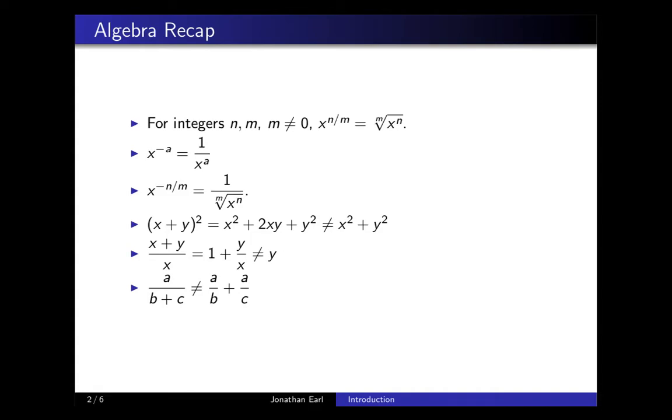If we have the quantity (x plus y) squared, we would have to expand out that expression, and we would then collect like terms. We would get x squared plus 2xy plus y squared, and I guess the common mistake with this one is to just write it as the square of x plus the square of y, which is not correct in general.